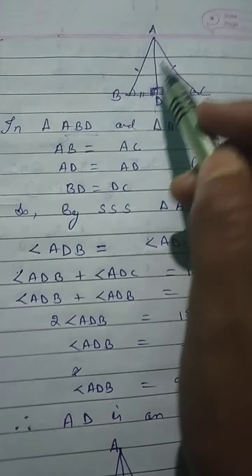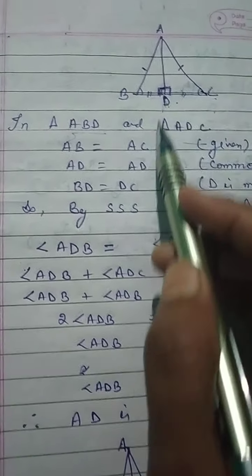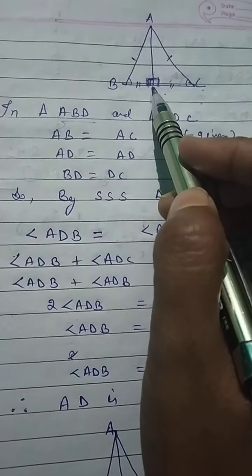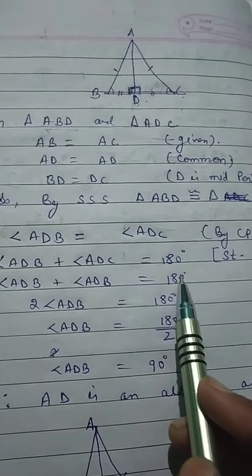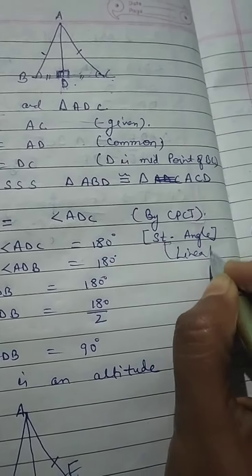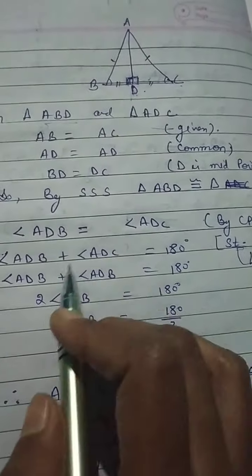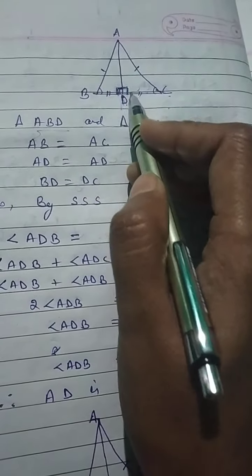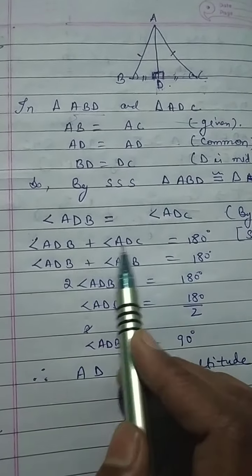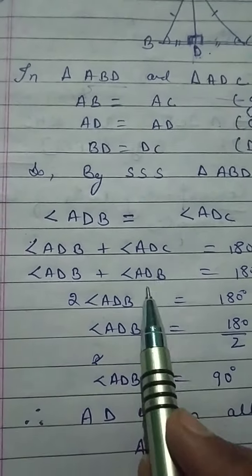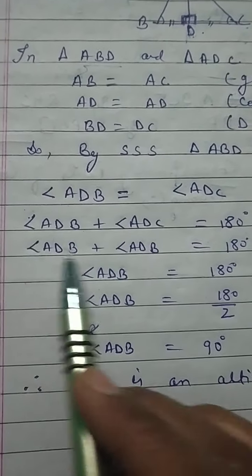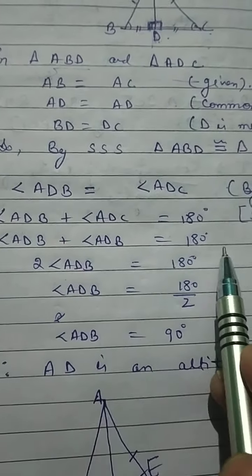Now, if the two are equal, we see that BC is a straight line. So we can say angle ADB plus angle ADC both equal to 180 degrees. You can say straight angle or you can say linear pair also. Both are correct. Any reason you can give. Linear pair, okay, straight line, this plus this is equal to 180 degrees. So if we know that both angles are equal, then in place of ADC we can write ADB because both are equal. So ADB plus ADB equals 180 degrees.